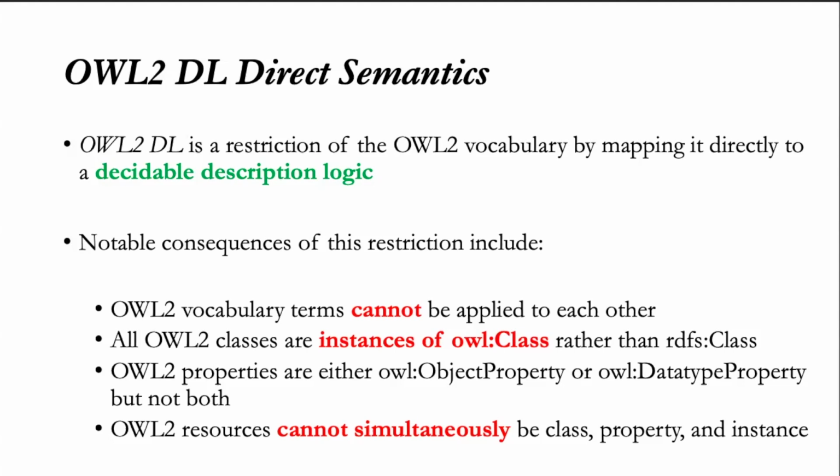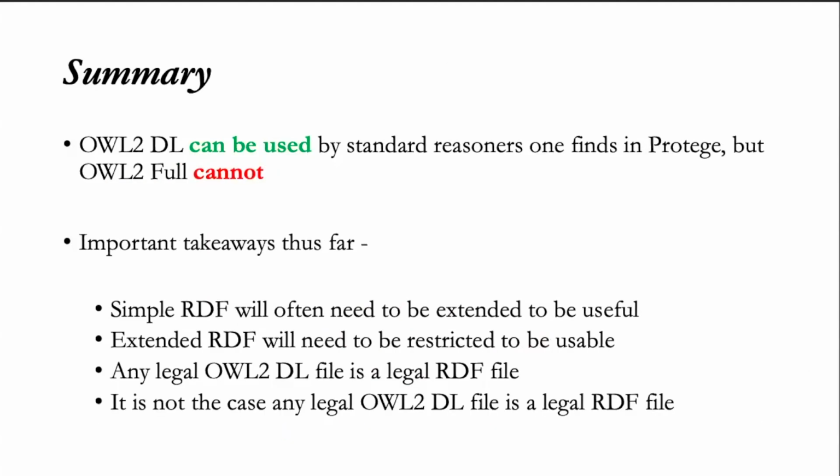In addition, OWL2 properties are either OWL object properties or OWL data properties, but not both. You're not going to get both. They're object properties that relate instances to instances, or data properties that relate instances to literals, like strings or data types. OWL2 resources cannot simultaneously be class, property, and instance. Not logically. You can label them whatever you want. You can say there's a class cat. You can say there's an instance cat. There is no connection between them. You can say that class cat has one instance, which is a cat. You could say that. That typing is the only relationship among them.